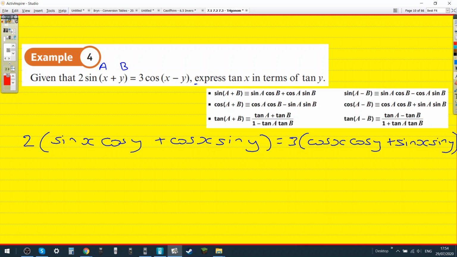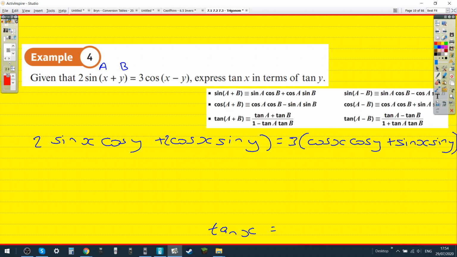What are we aiming towards? Tan x in terms of tan y. Yeah, so what we're aiming towards is tan x equals. So should we divide by cos? Very good. Yep. And in fact, I'm just going to expand these brackets. So that one's going to be 2, 2. The other one's going to be 3, 3. I don't know if that's better or worse. So we divide everything by cos x, is it?